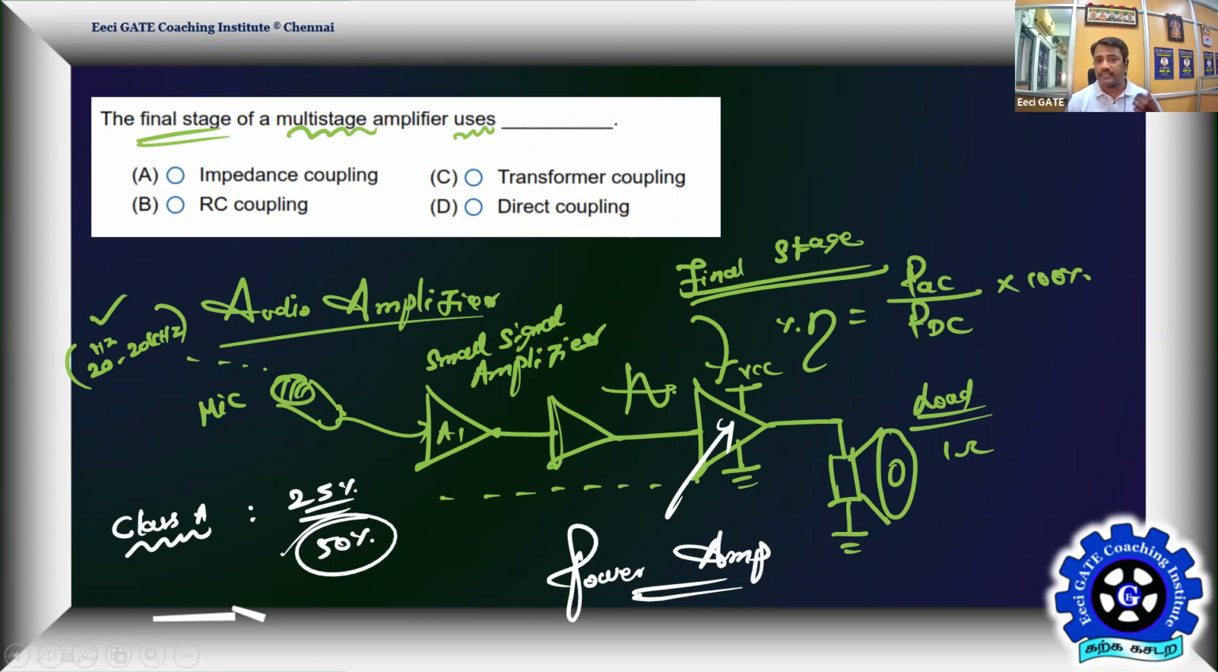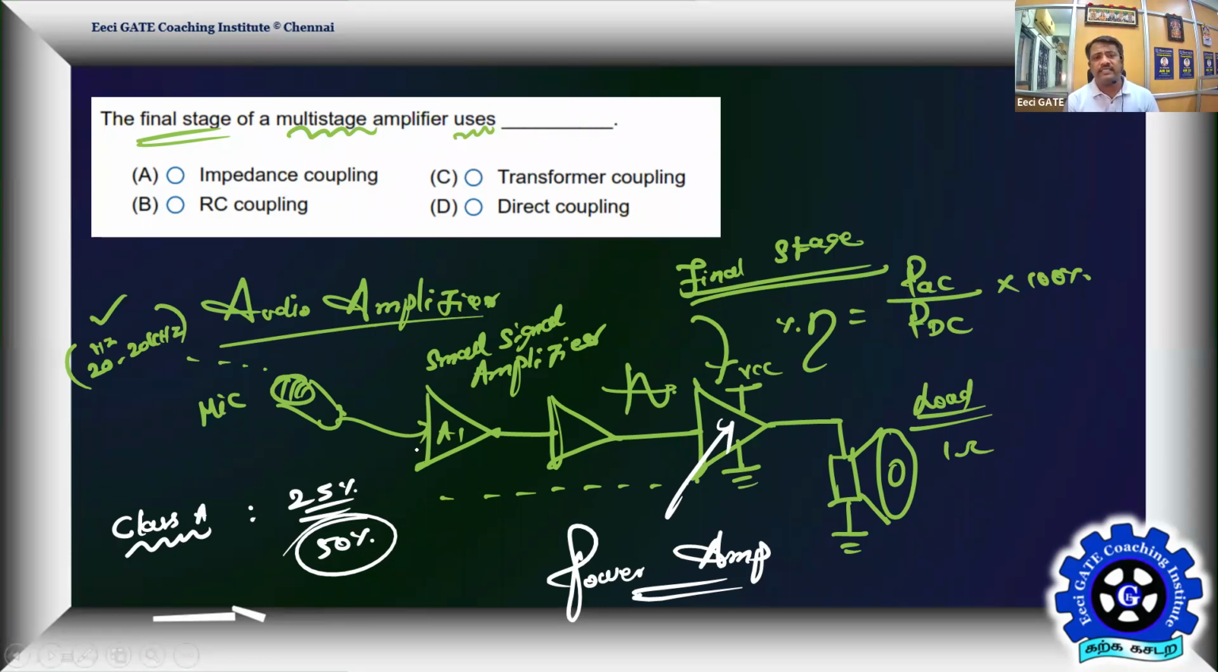There is a benefit of using transformer coupling. The application may not be the same as the designer's; he might have thought of this or something else, but I'm giving the fundamental connecting to the problem. The multi-stage amplifier, and he's talking about the final stage. I took one example of a multi-stage amplifier, and the final stage is a power amplifier. The power amplifier should be capable of delivering a huge efficiency, considering class A.